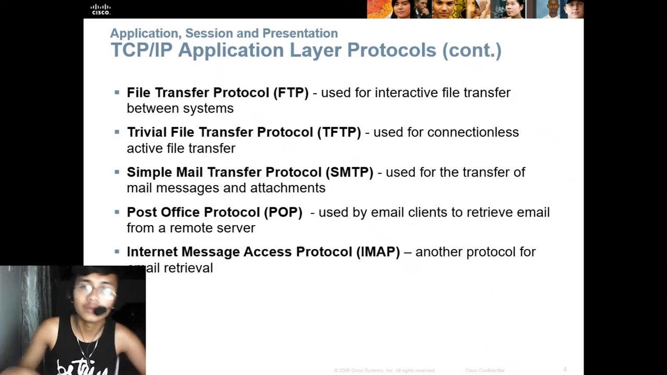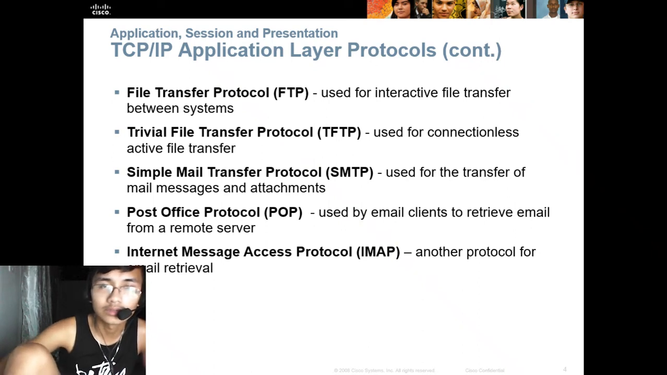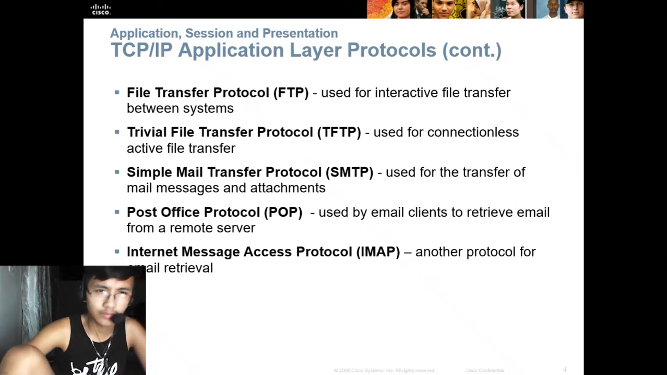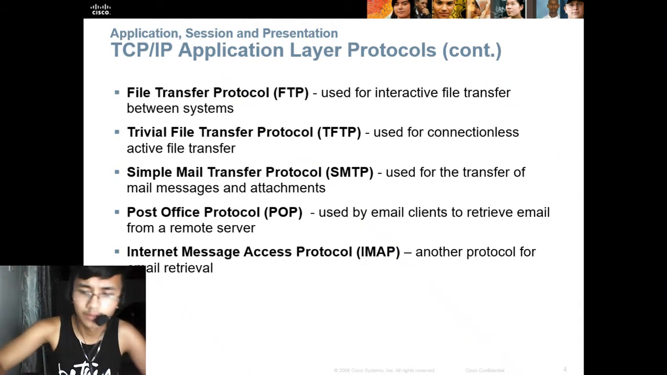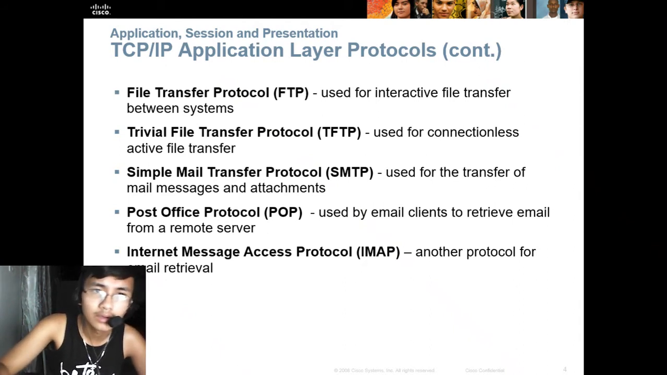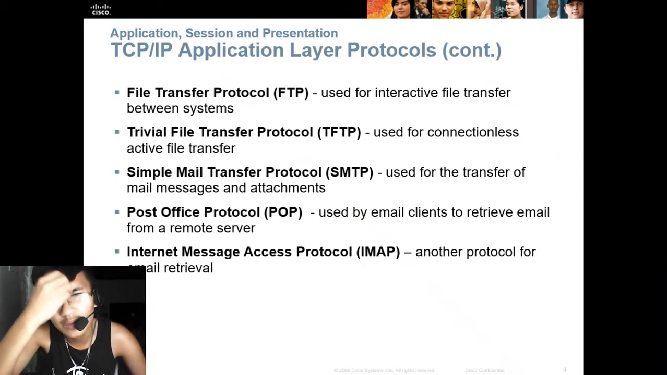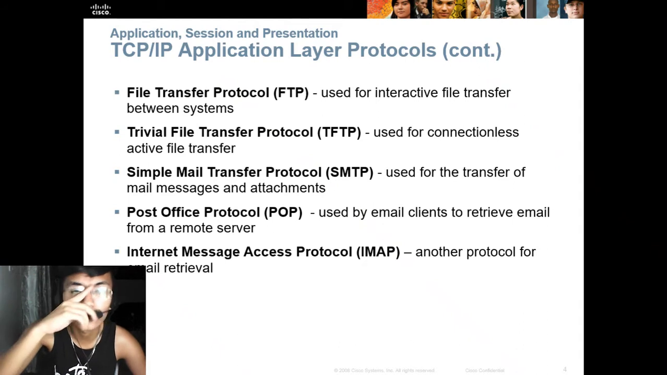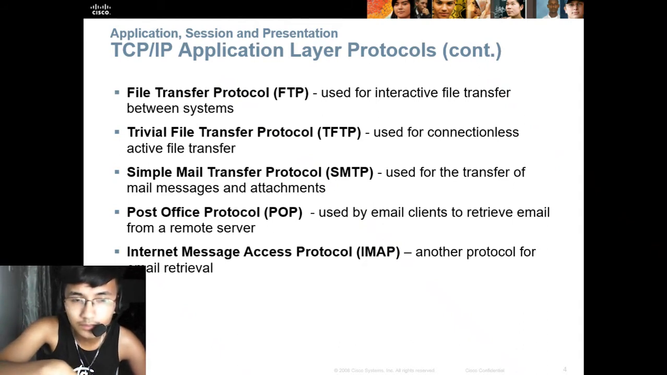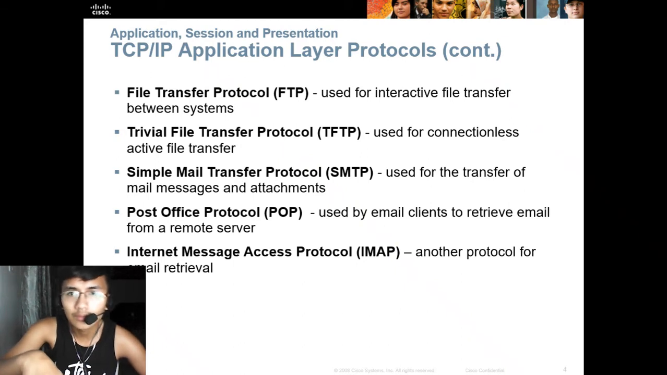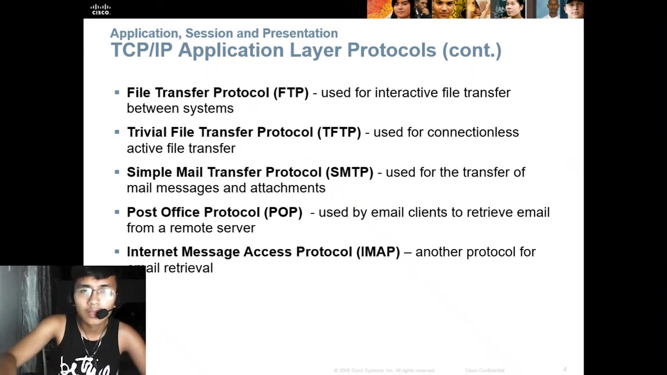File Transfer Protocol (FTP) used for interactive file transfer between systems. So the FTP is used for the sharing of data between the systems of devices. Trivial File Transfer Protocol, the TFTP, used for connectionless active file transfer. So the TFTP is connectionless, but it is like the FTP, which also supports the file transfer.